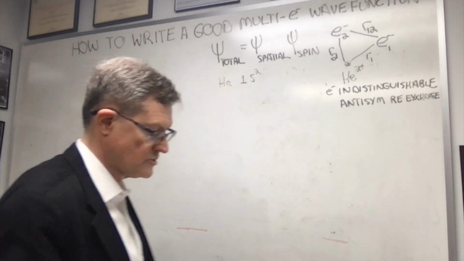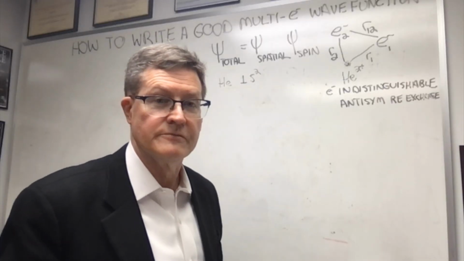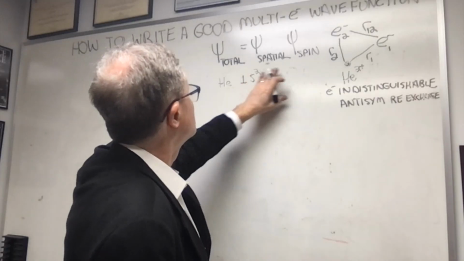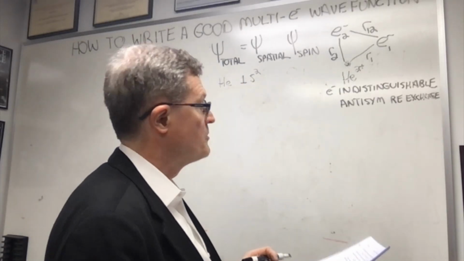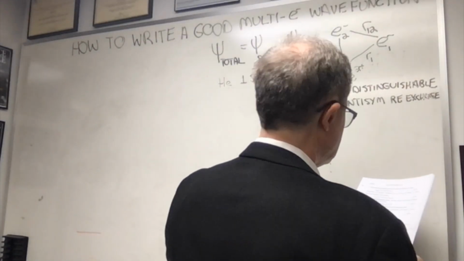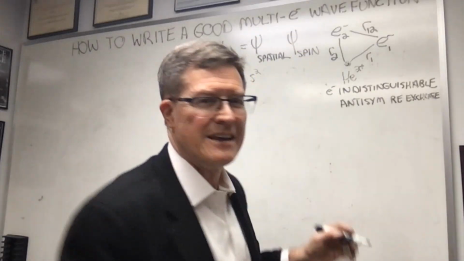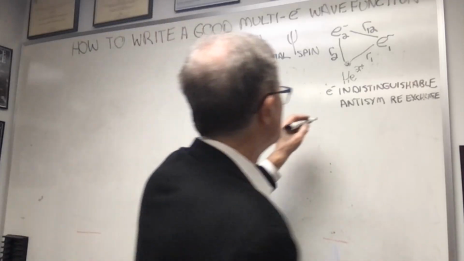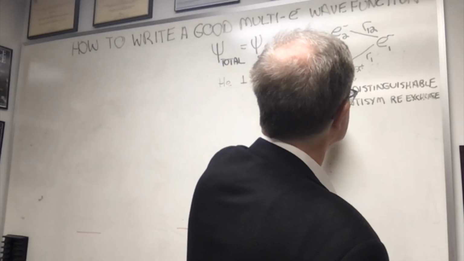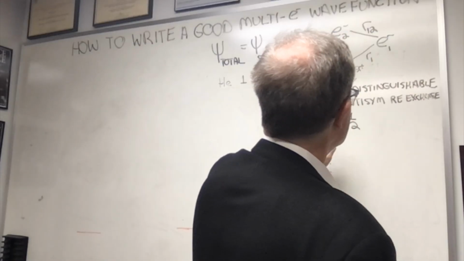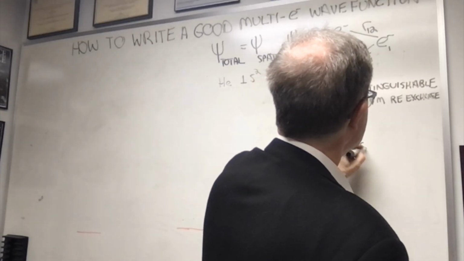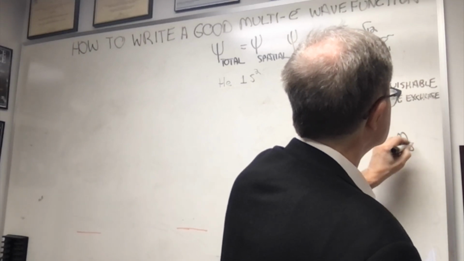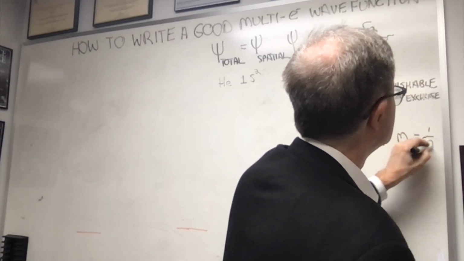So we've taken a look at writing the spatial part. What about the spin part? What do we know about the spin? Well, we can't write a function for the spin in terms of the coordinates. We just have these. We know that all electrons are spin 1/2, and that means we can either have an m sub s of plus 1/2 or an m sub s of minus 1/2, right?